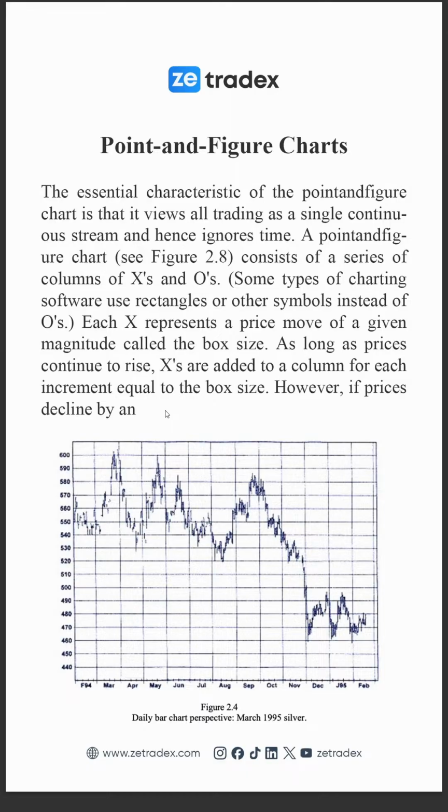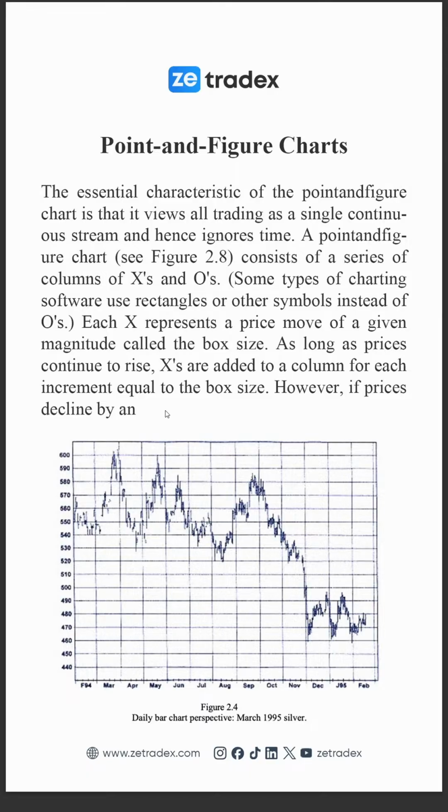and some types of charting software use rectangles or other symbols instead of zeros, because each X represents a price move of a given magnitude called the box size. As long as prices continue to rise, X's are added to the column for each increment equal to the box size. However, if prices decline by, let's say, 1 inch or 2 inches or one full pip or 100 pips, it all depends on the particular entry point and the exit point, of course.